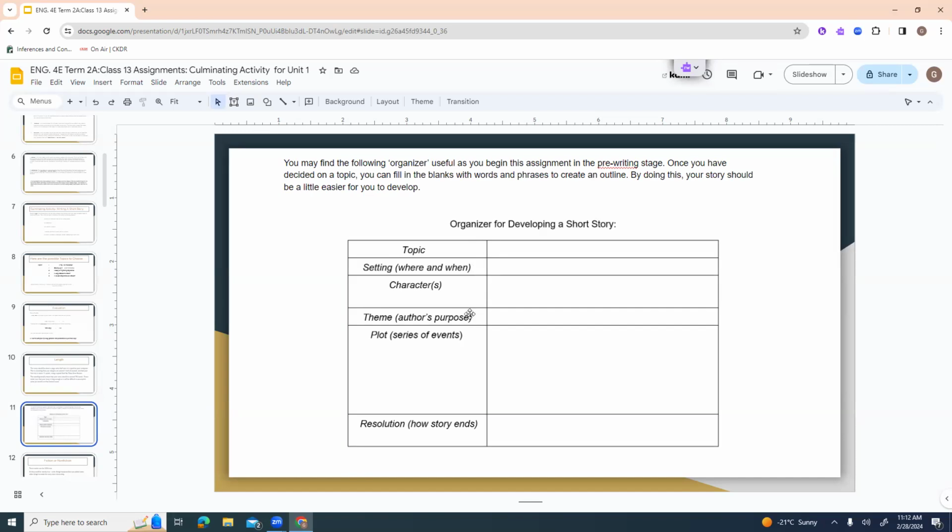I would not put the theme here. I would put theme after the plot. I think as you start to think about the obstacles and what they've got to overcome, the theme becomes more obvious. I think if you try and decide it ahead of time, it's a little bit tricky. Then the resolution, or basically how the story ends.